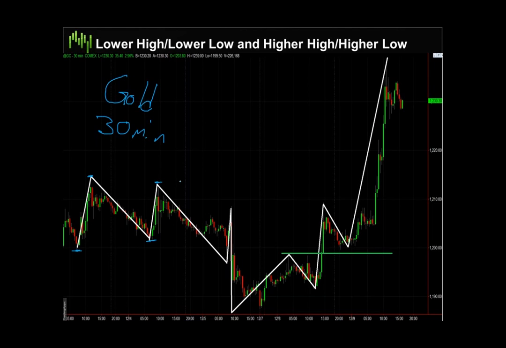Because the definition of an uptrend is higher highs and higher lows, and the definition of a downtrend is lower highs and lower lows. So when we look at this and we have a higher low and a lower high, that means consolidation. What do we do when we get consolidation? Draw your trend lines for your breakout.